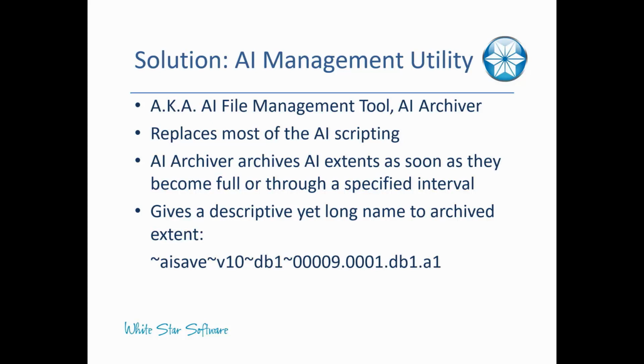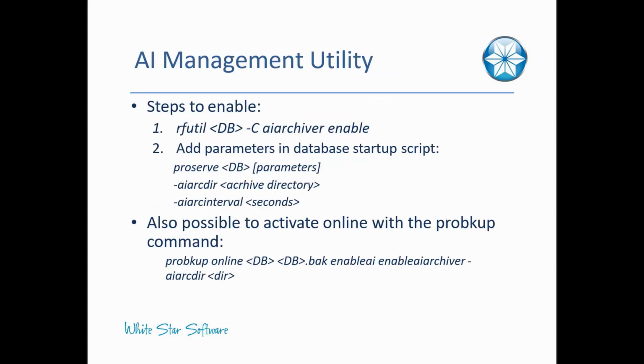So if you need to compress them, you'll still have to script something for that. It's very easy to enable: rfutil, your database name, AI archiver enable, and then add some startup parameters to your database startup script. So your AI archive directory, and it's always a good idea to add a backup archive directory in case something happens to your main archive directory, if it's full or not accessible. Your AI archive interval, how often do you want your AIs to switch? And it's also possible to do it online, so you don't necessarily have to bring your database down.